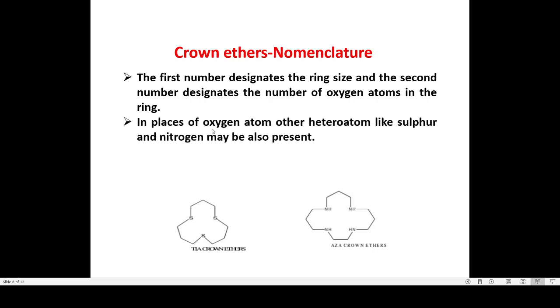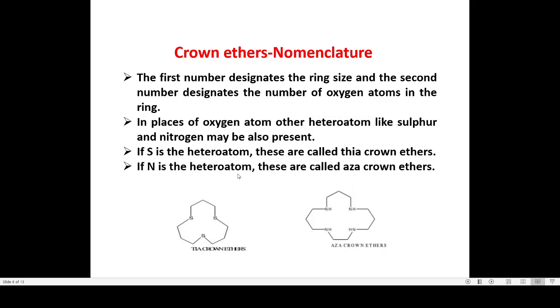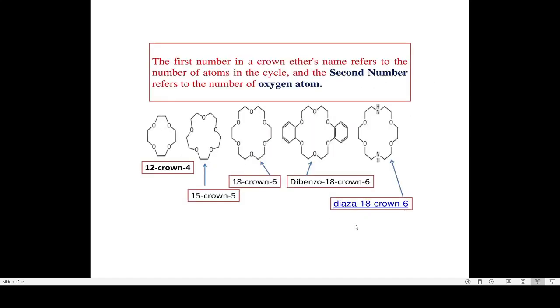In place of an oxygen atom, any other heteroatom like sulfur and nitrogen can also be present. So, if S is the heteroatom, they are called thia crown ethers. If N is the heteroatom, these are called aza crown ethers.